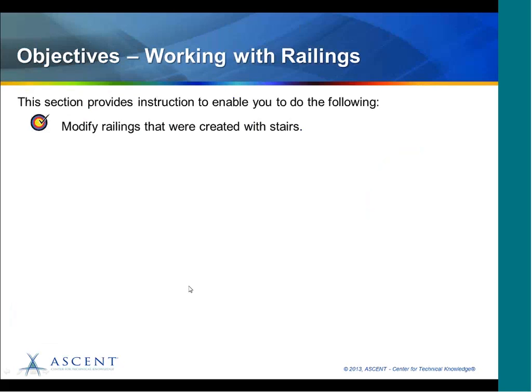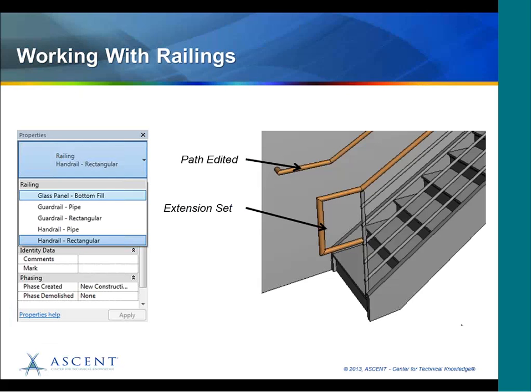Well, the next thing that we probably want to do once we're trying to customize the stairs is get the railings that we want. So we're going to look here at modifying railings that were created with stairs. There's a couple of things you can do. One of them is the easiest. You just change the type. And you can see in my example here on the slide, one of them is a different style than the other. So we have two different types that are going on.